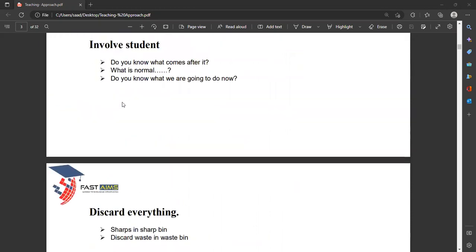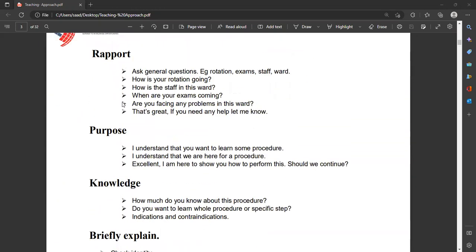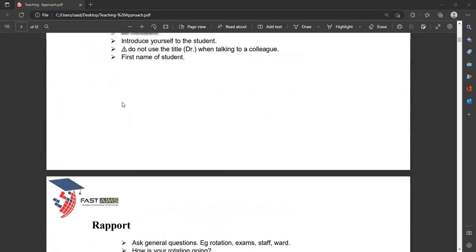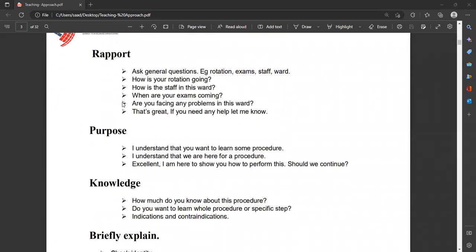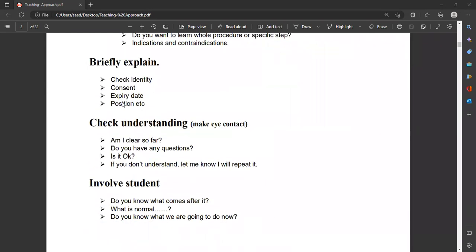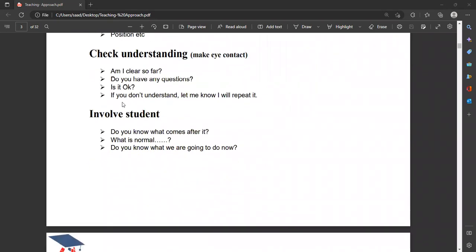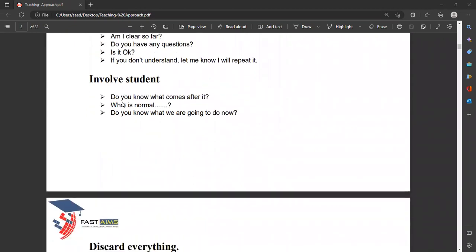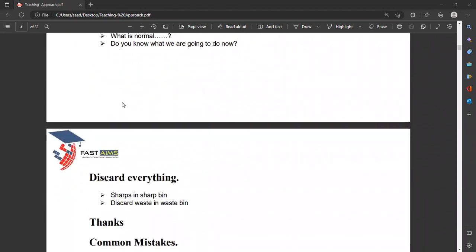I hope that now the approach is clear: when you enter the room, greet, build rapport, purpose, knowledge, and then some safety points and checks, then checking understanding, then involving the student, then discarding everything and saying thanks. If it is written outside to ask the student to repeat and point out mistakes, then ask the student to repeat and point out those mistakes.